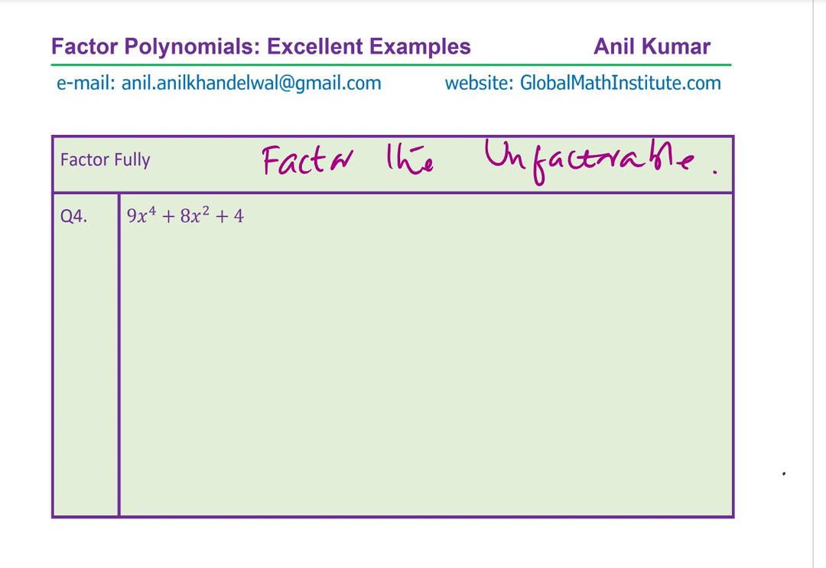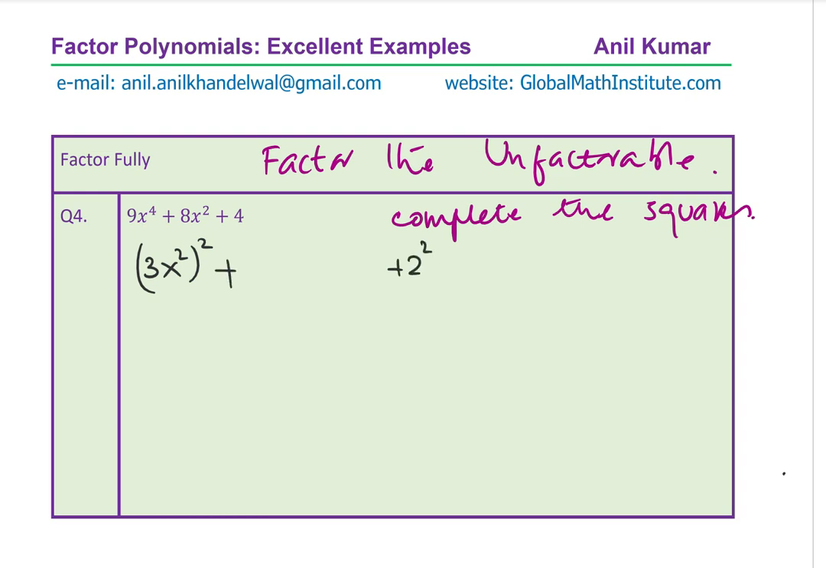So here is a special technique. It is like completing the square. Let us see how it works. See, 9x to the power of 4 can be written as (3x square) whole square. That is 9x to the power of 4. Now 4 could be written as 2 square. What we need in the center is 2 times these two terms. That means we need 2 times 3x square. You get the idea. If we have that in the center, we can factor this as a perfect square.